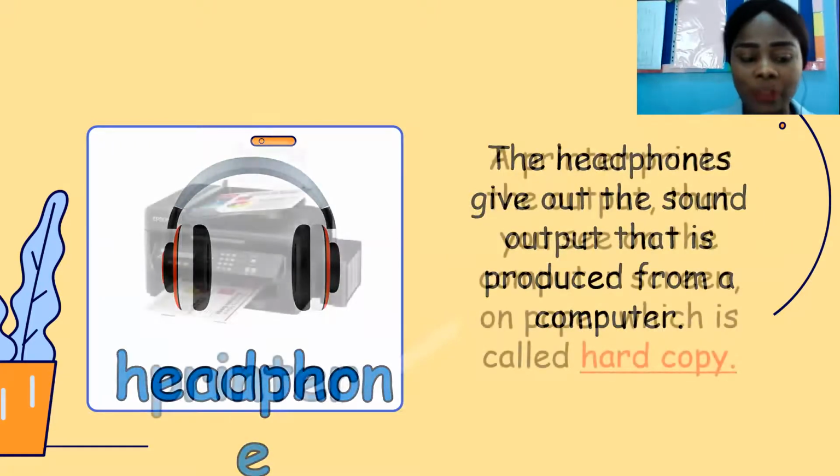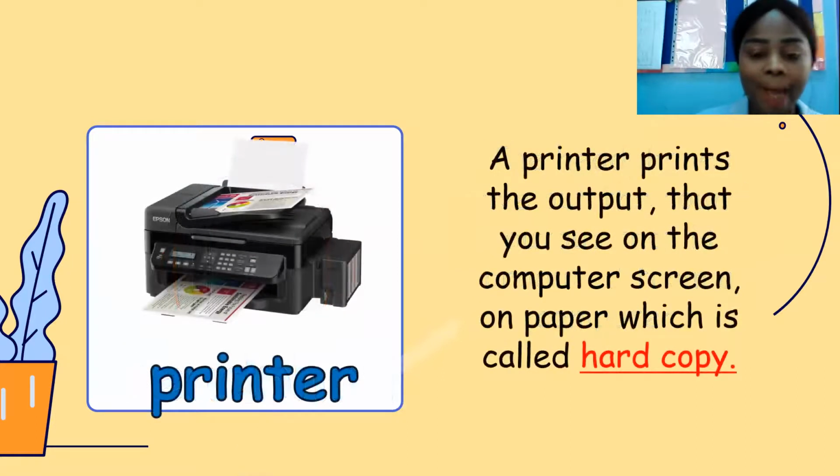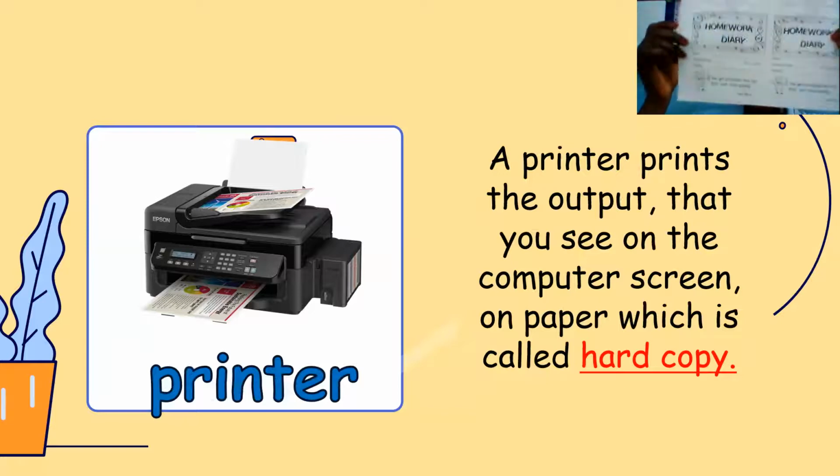Now let's talk about the printer. This is a color printer. This printer prints out the output. Whatever you type from your keyboard that displays on the monitor, this printer helps you to print out. And when it's printed out, it is called a hard copy.